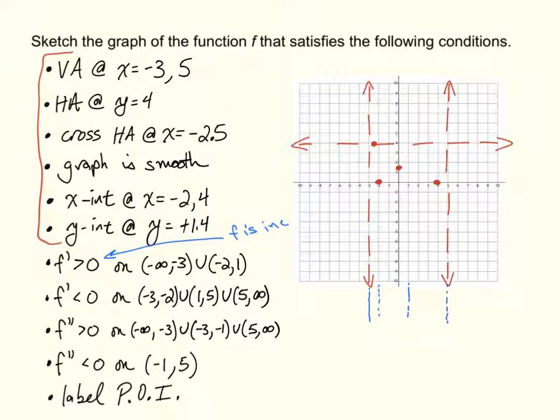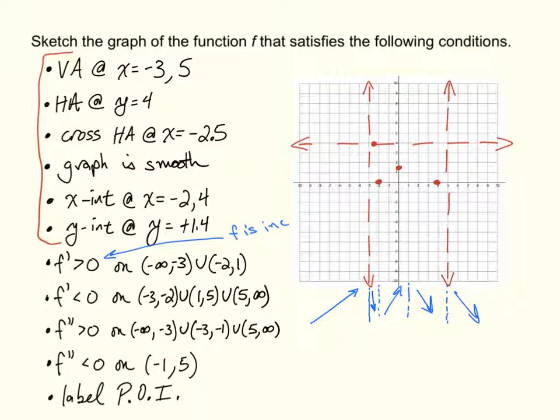So what this information over here tells us is that on the interval negative infinity to negative 3, the graph is increasing. And on the interval from negative 2 to 1, the graph is also increasing. And with this second bullet with the first derivative, all these other intervals, the function is decreasing. So I know in here that the function is decreasing, decreasing, decreasing.